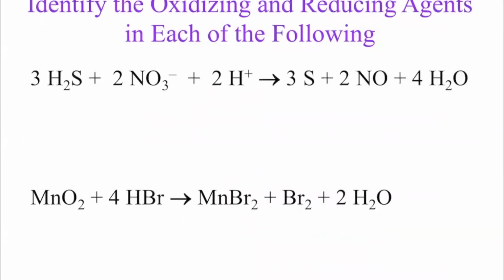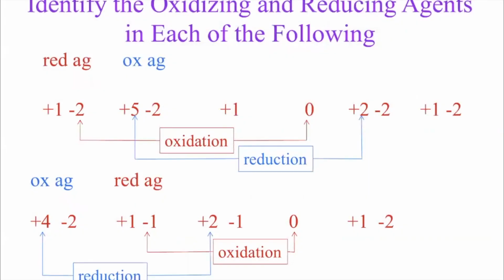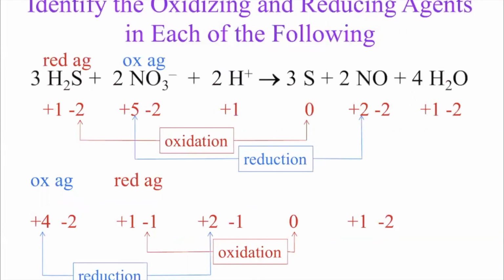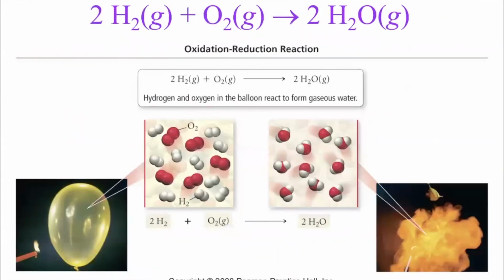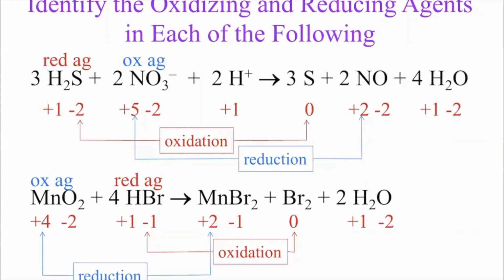So try this on your own and I will give you the answer soon. So once you have assigned the oxidation state, you can realize that in this case, nitrogen was reduced, which means it is the oxidizing agent, and sulfur is being oxidized, which means it is the reducing agent. And same for the other one. So you're going to have a question like this. I have given you some homework to practice, but we can definitely do some together.